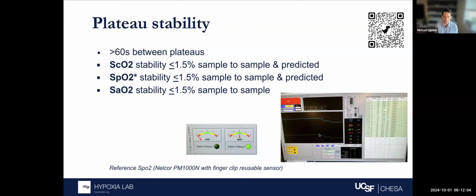It also happens once data are collected, to post-process and go through and eliminate data points that were taken during instability. More details on our plateau stability and data cleaning protocols can be found online in the data protocols that I linked to here.